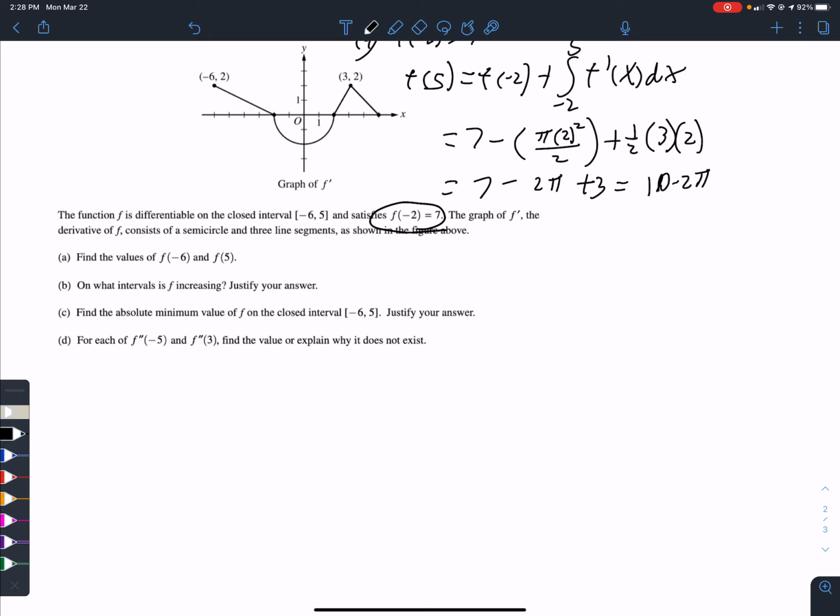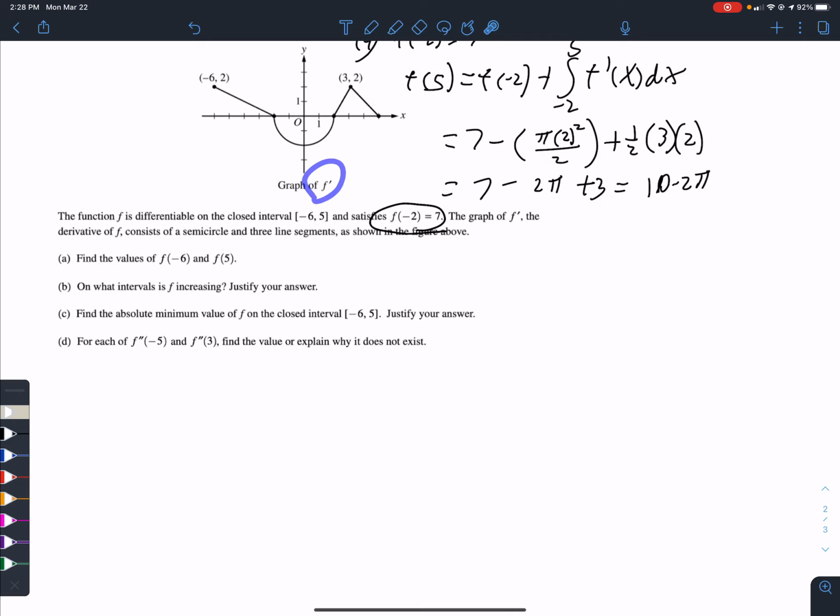So we have the graph of f prime. So f double prime at -5. -5 is 1, 2, 3, 4, 5. So we should know the derivative is the slope of the tangent line. This is going to be the slope of that line, right? So how do we find it?